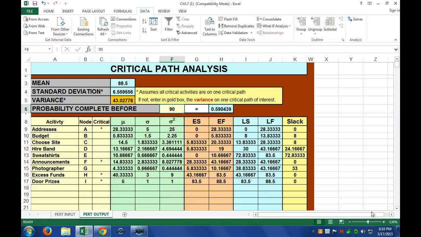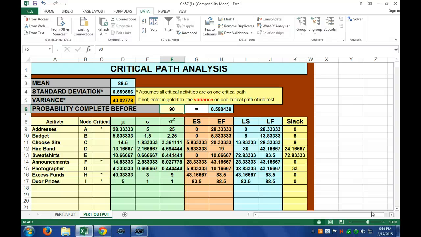88.5, right? That's the project completion time. What's the odds, though, that it's done under 88.5 days? Because we're recognizing this thing has some variability to it, the probability it's done before 88.5 days is 50%, because that's symmetrical, it's right in the middle. The odds that it takes longer than 88.5 days is 50%.